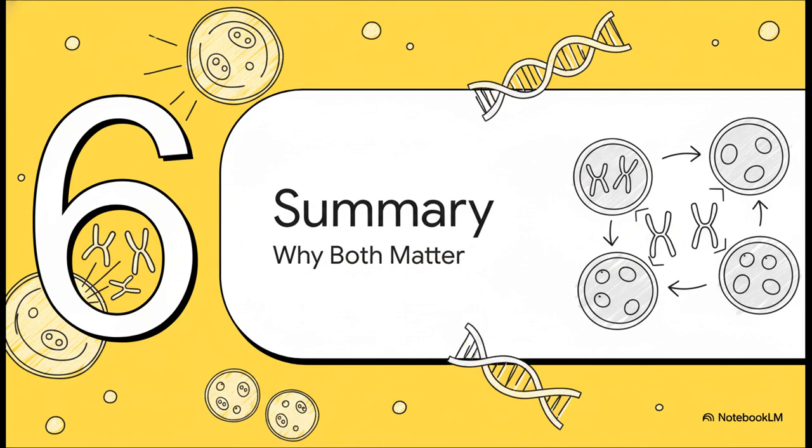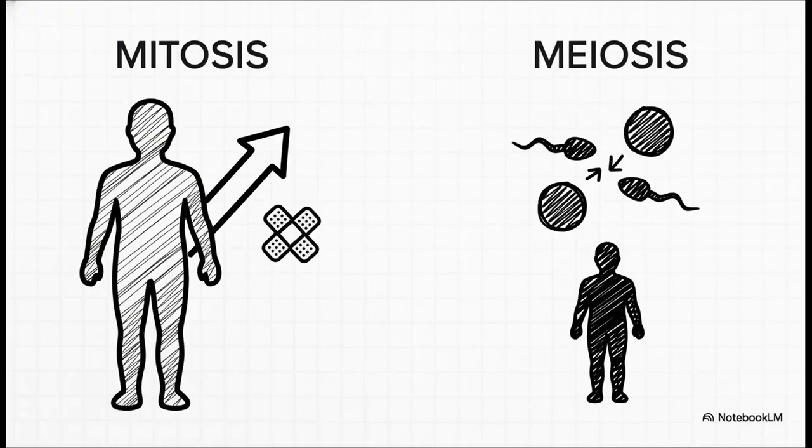Why both mitosis and meiosis are so important for life. To put it simply, think of mitosis as the process for growing and healing. It allows an organism to get bigger and to fix itself. Meiosis, on the other hand, is essential for sexual reproduction. It allows for the creation of new life. Both are absolutely crucial, but for completely different reasons.